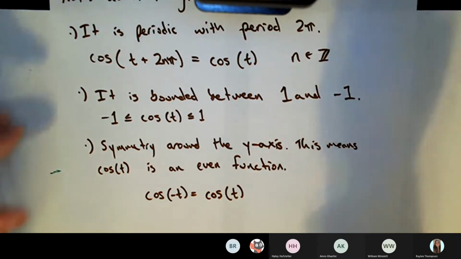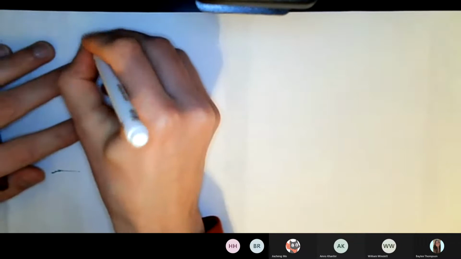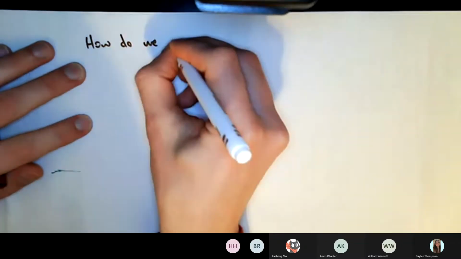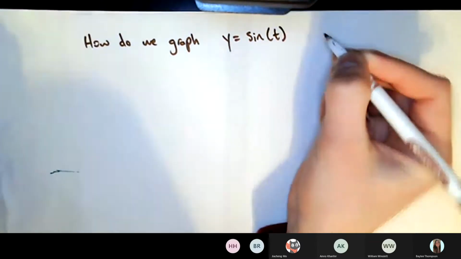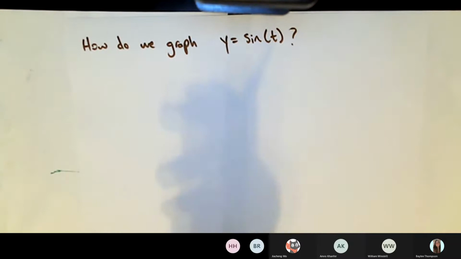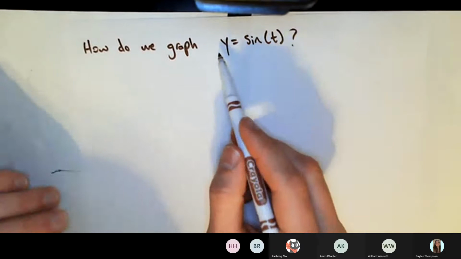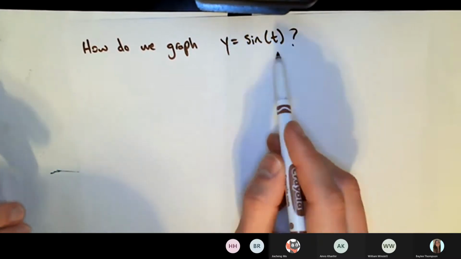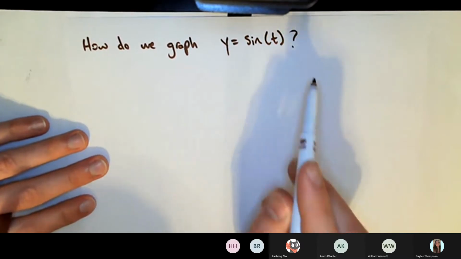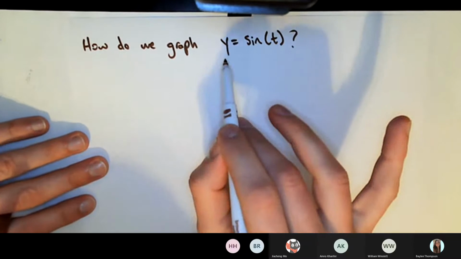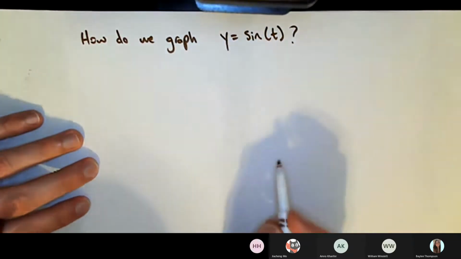Now, let's build sine of t. All right. How do we graph y equals sine of t? Notice last time I called it x equals cosine of t. Now I'm saying y equals sine of t, because that's exactly what sine of t outputs. When t is an arc length measured along the unit circle, sine of t outputs the y values at those coordinate points where the arc length is landing.